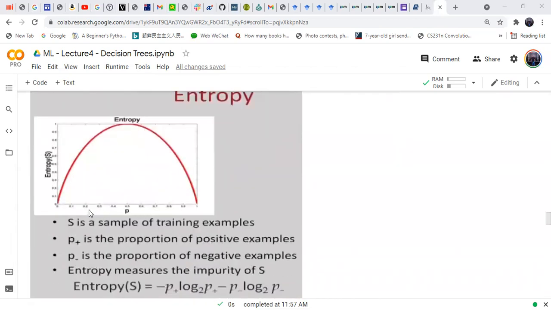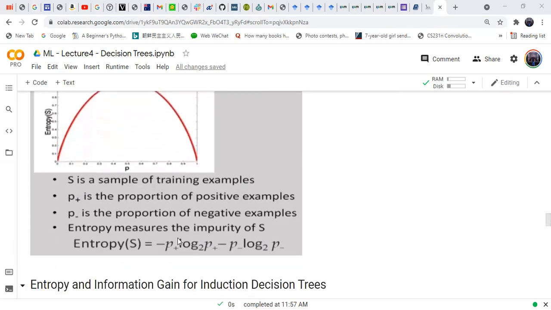The shape of the entropy looks like this. When we have all positive examples, the entropy is zero and there is no disorder. When all the examples are negative, the entropy is again zero. And in between, the entropy goes from minimum to maximum. Entropy measures the impurity of S. Entropy is minus P positive log to the base 2 of P positive minus P negative log to the base 2 of P negative.